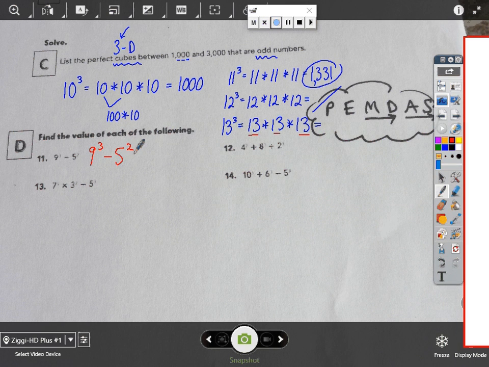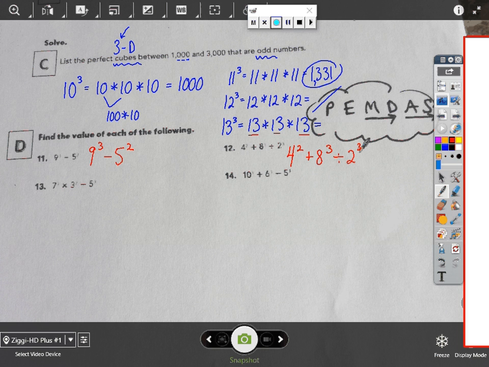And for number 12, I'm going to do a rewrite step for you because I know it's incredibly hard to read. We're going to call this 4 to the second power plus 8 to the third power divided by 2 to the third power. And I give you a hint.